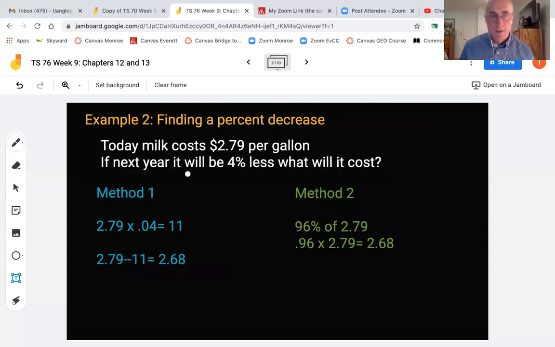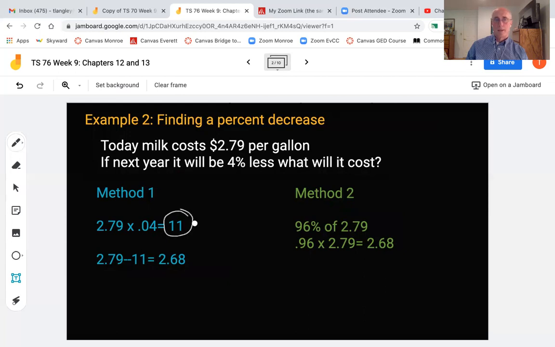So we've got, in this case, today milk costs $2.79 per gallon. If next year it will be 4% less, what will it cost? Okay, 4% less. So method number 1 was we'd figure out what 4% of 279 is. So 279 times 0.04, it's this amount.